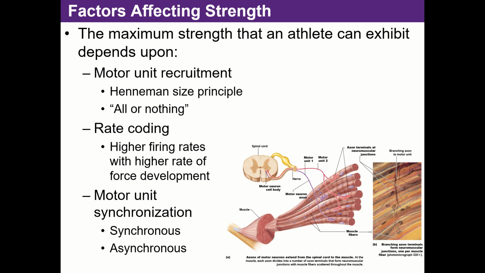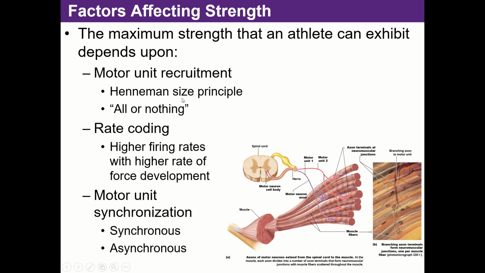And then if that's not enough to lift whatever weight we're trying to lift, in addition to the type 1s, we recruit the 2As, so the slightly larger motor units. And then if that's not enough, we work our way up to the 2Xs. Eventually, if we need to lift a really heavy weight, or heavy relative to what our strength output is, we'll recruit all of our motor units. So we'll recruit type 1s, type 2As, and type 2Xs all at the same time. So that's the size principle.